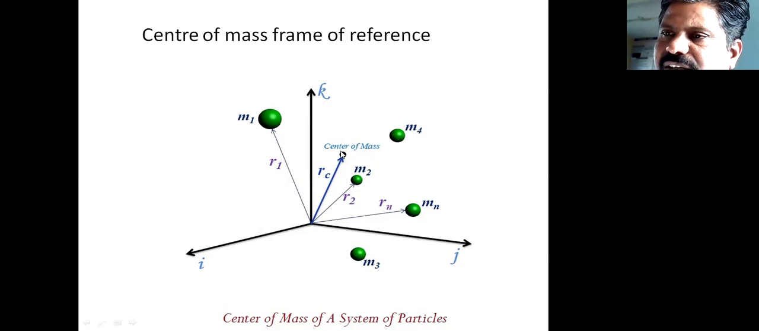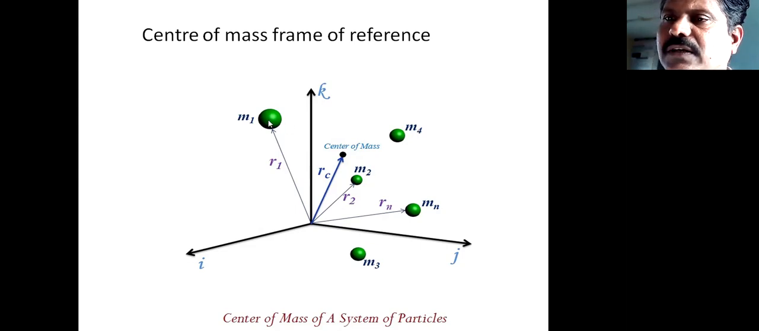When the center of mass is at rest with respect to the inertial frame, then VCM, the velocity of the center of mass, equals 0, and automatically PCM, the momentum of that system, equals 0. Such a frame of reference is called the center of mass frame of reference.